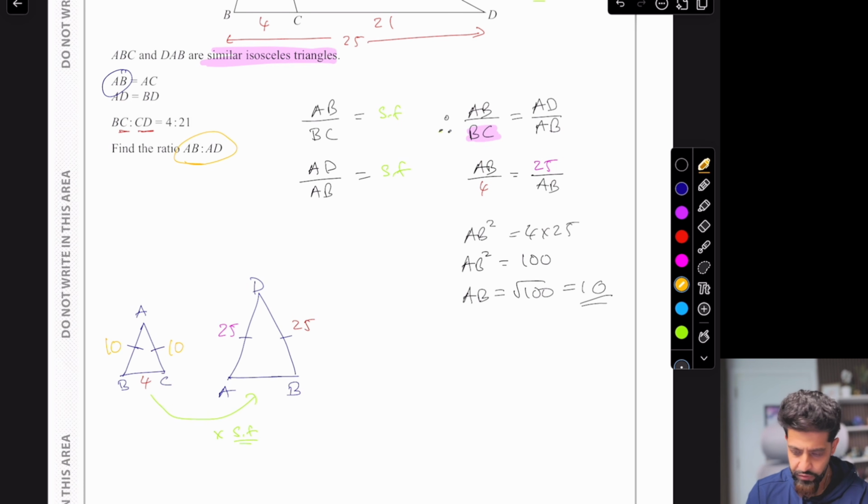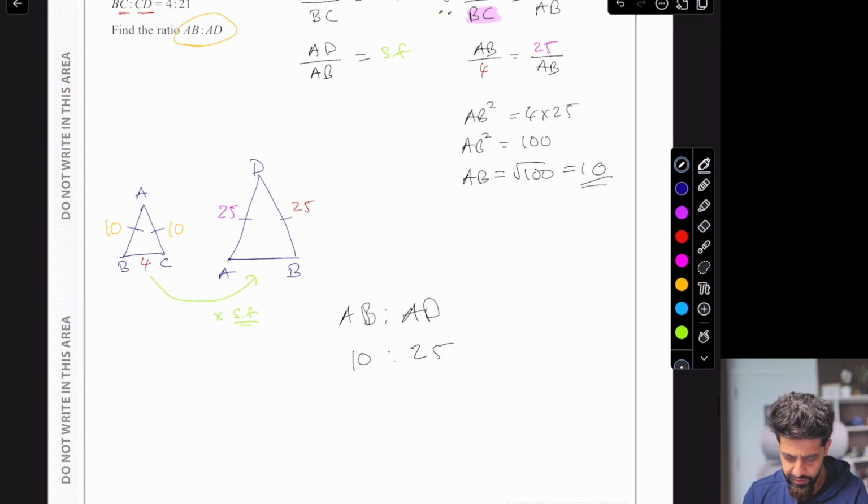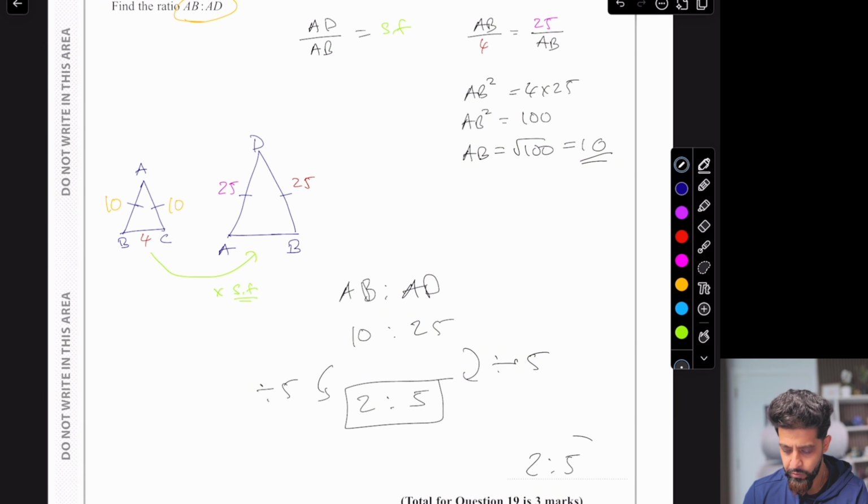So if it's asked us for the ratio of A to B compared to the ratio of A to D, A to B is 10 and A to D is 25. If we simplify that, can we divide by 5? So we can divide both by 5. That becomes 2 and 5. So the ratio is 2 to 5. There you go.